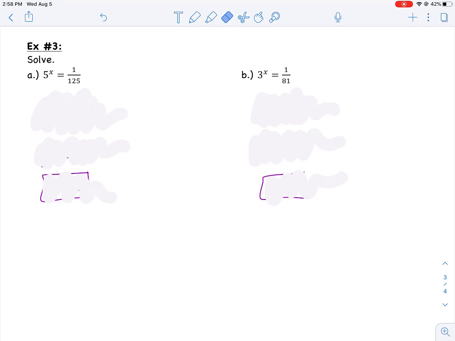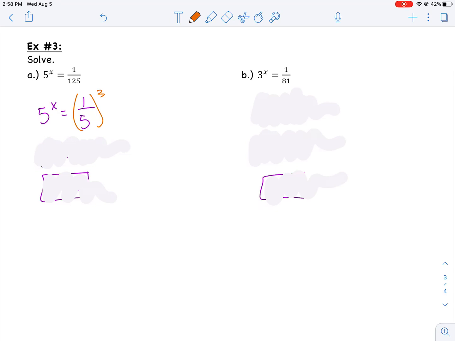I do know that 125 is the same thing as 5 cubed, right? So could I say that 1 over 125 is the same thing as 1 over 5 cubed? And so now they're looking a little closer to be the same, but not quite. Almost. Well, we know that 1 over 5 cubed is really the same thing as (1/5) cubed, right? Because 1 cubed is 1, 5 cubed is 125, and so I haven't changed my value. I've just rewritten it in a different form. Now my bases still aren't the same though. I need the 5 and the 1/5 to be the same.